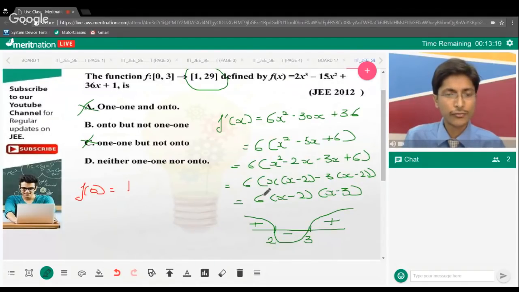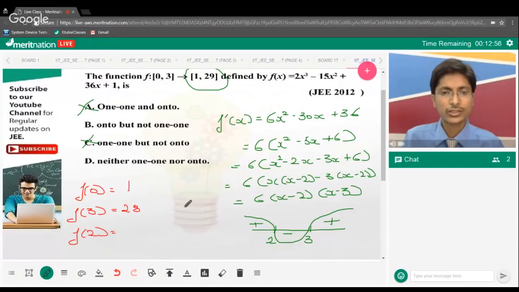And f of 3 is what? If I put 2 into 27 minus 15 into 9 plus 36 into 3 plus 1, that will be equivalent to 28. And if I find f of 2, that's 2 into 2 cube, 8, minus 15 into 4, plus 72 plus 1. So that will be 29.